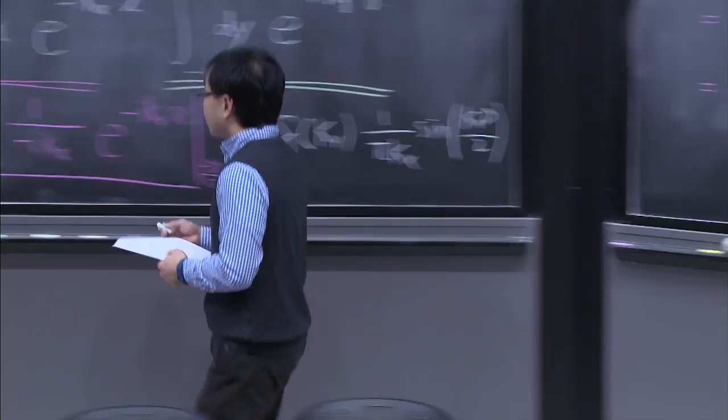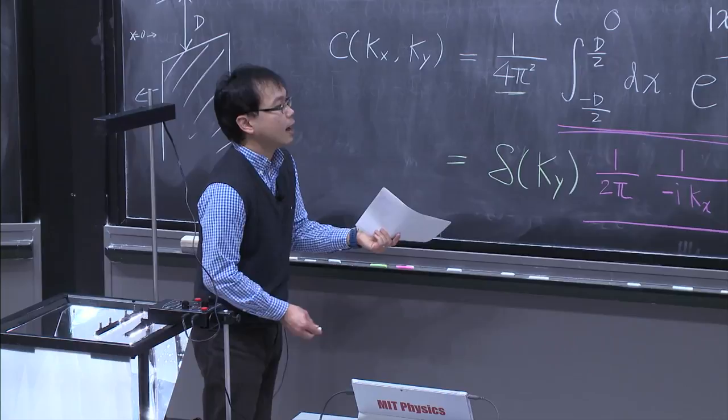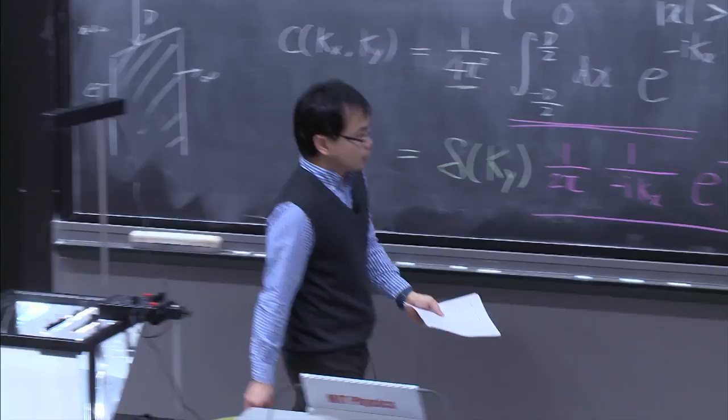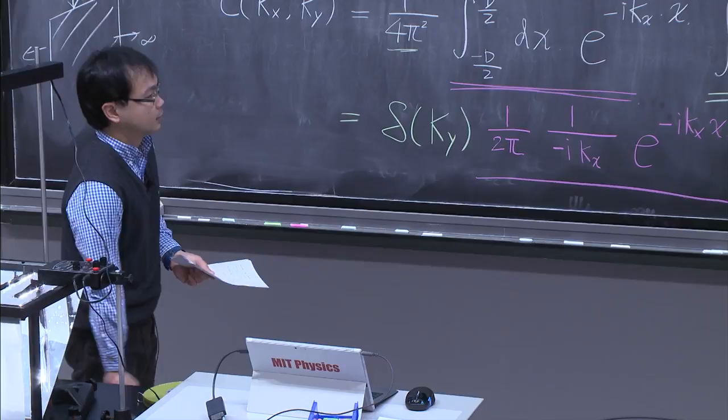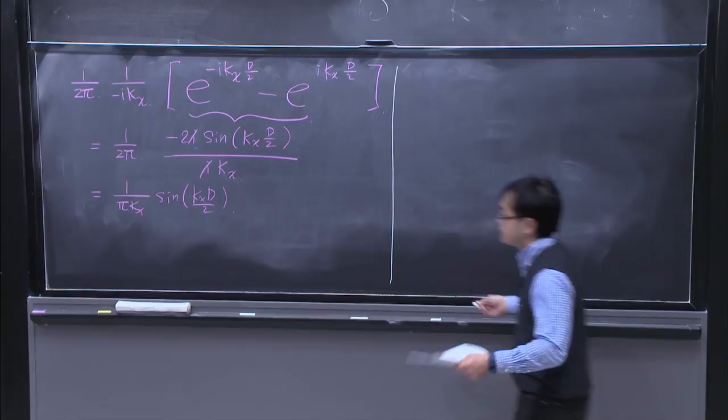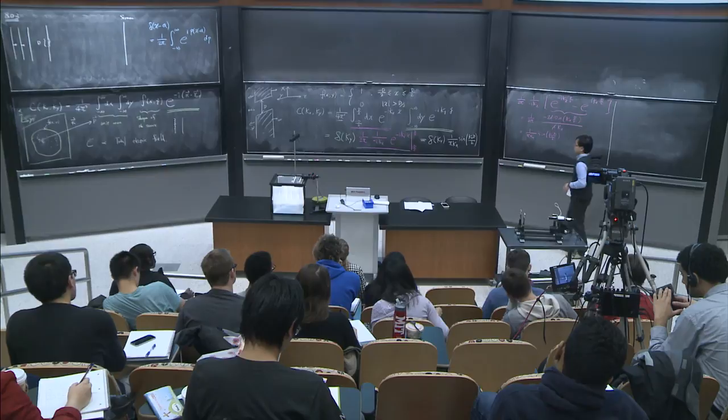And of course, you can also talk about what will happen in the x direction. That is the dependence of the c function on kx. And we found an interesting dependence: it's sine(kx d/2) divided by kx. So what I'm going to do is make our life slightly easier by defining something which is easier to understand.